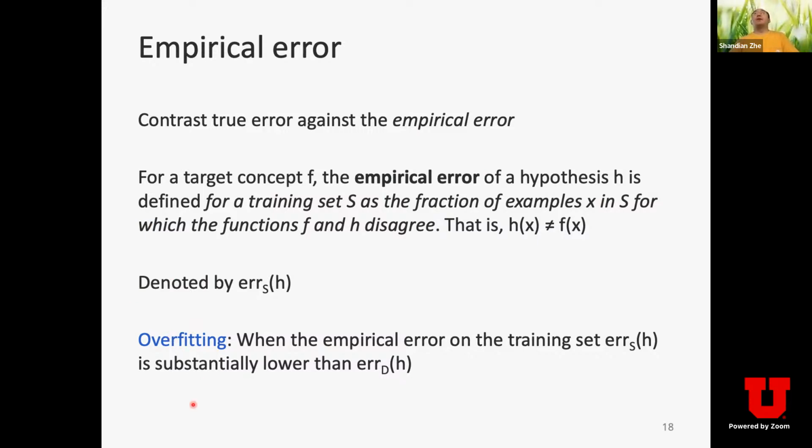Okay, so now based on empirical error and generalization error, we can define overfitting more formally. What does overfitting mean? It means that your empirical error on the training set is substantially lower than the generalization error. When this happens, we can say our learner or learning algorithm overfits the data. Why? Because you got such a small training error or empirical error, yet your generalization error is large. Any question?